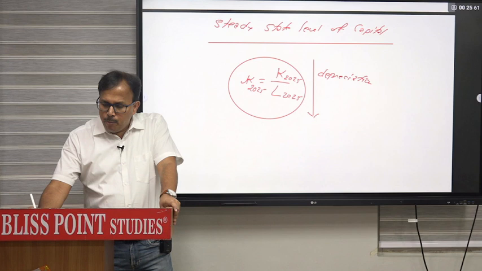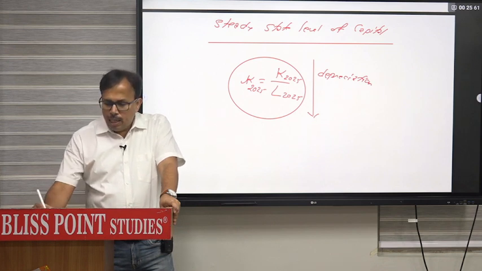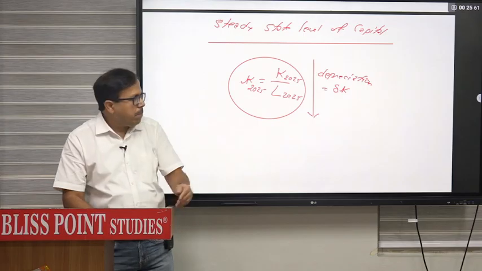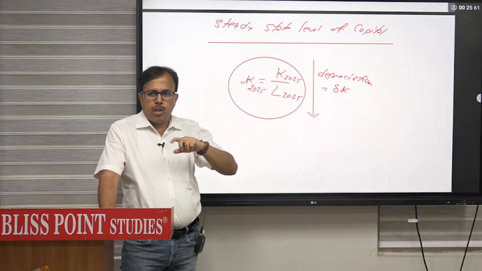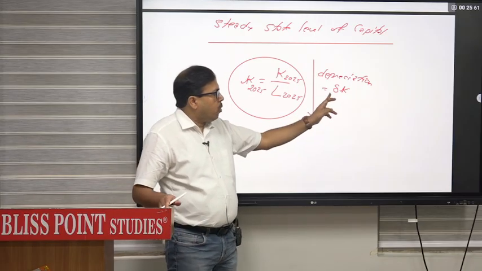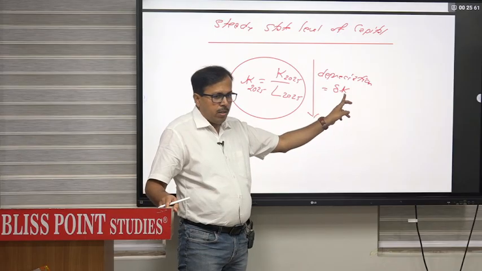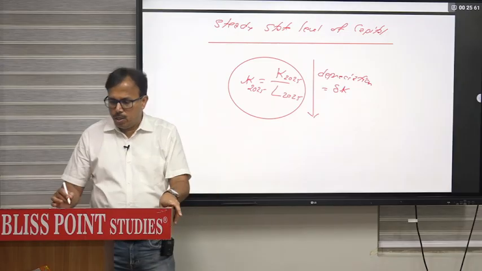If I say that 10% is depreciated, so what is the amount of depreciation? 10% is denoted by the symbol delta, into K. Suppose the stock of capital is 40 and it depreciates at 10%, then 10% of 40, that is 4, is depreciated, so 0.1 times 40. So delta into K is the amount of depreciation.